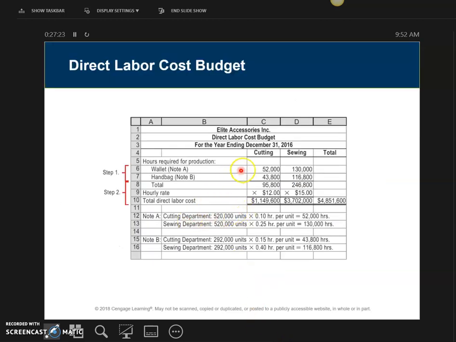So here we are. We're going to start here with cutting and sewing. Down here in note A, I'm going to make 520,000 units, and for cutting it's 10 cents per unit, so it's going to take me this many hours. Sewing will take me this many hours, so I'm putting these numbers here. So my total labor hours for cutting, we did the same thing with the handbag. My total labor hours for cutting are 95,800 hours times my hourly rate. So here's what it's going to cost me for direct labor for the cutting department alone, the sewing department alone, and finally my total direct labor cost.